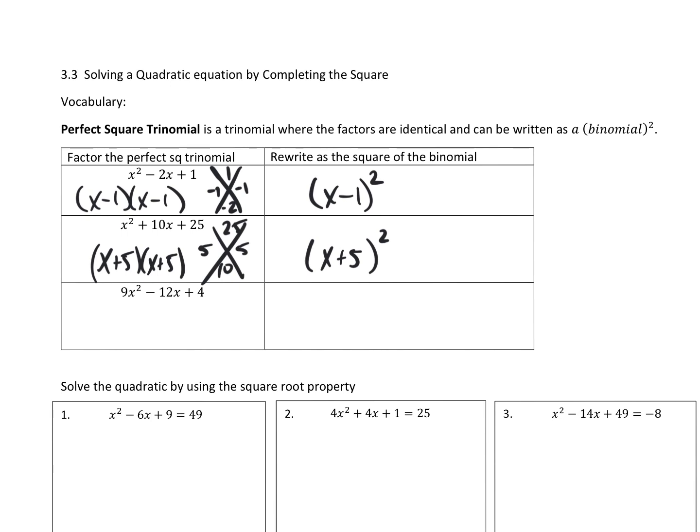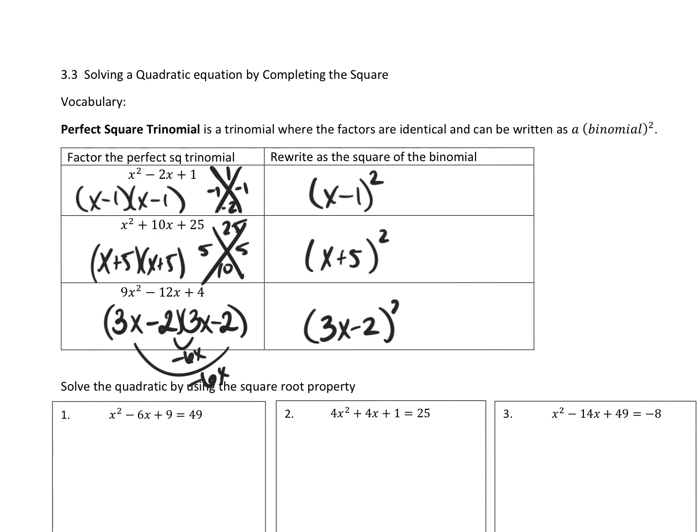Now when we have a coefficient, we use a little guess and check. Okay, so 3x and 3x. If we're talking about completing the square and perfect square trinomials, it's probably going to work if I use 3 times 3 and 4 times 4. So let's test that first, right? So, 2 and 2. That gives me 6x for my outside, 6x for my inside. If I want it to equal negative 12, what sign do I have to use? Negatives, right? So then that's 3x minus 2 squared.